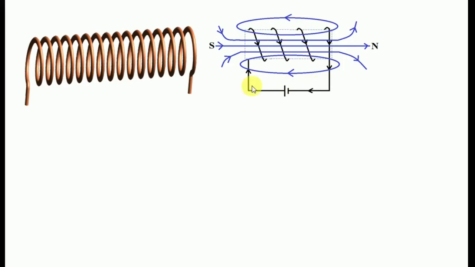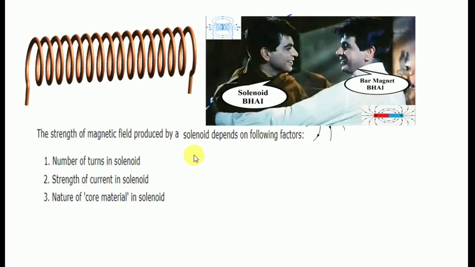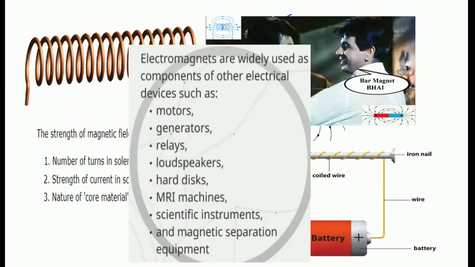So let's summarize the video. A solenoid is many turns of a conductor in the form of a cylinder, and this is the magnetic field produced by a solenoid, which is similar to that of a bar magnet. The strength of the magnetic field depends on the number of turns in a solenoid, the strength of the current, and the nature of the material we keep inside the solenoid. One application of a solenoid is the electromagnet. Applications of electromagnets are motor, generator, and loudspeaker.